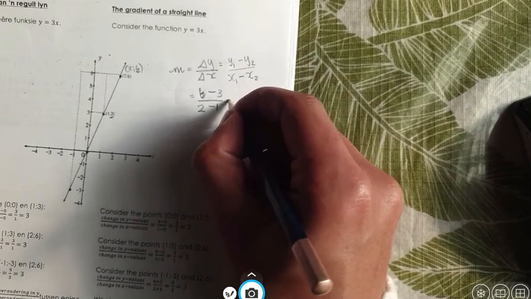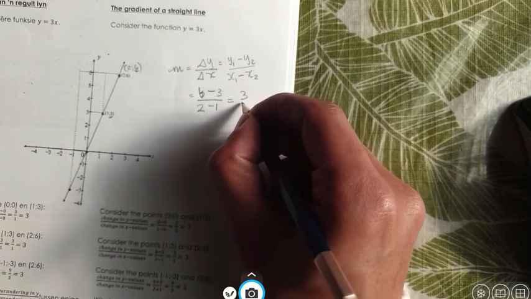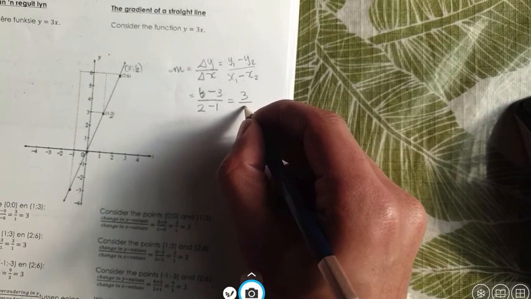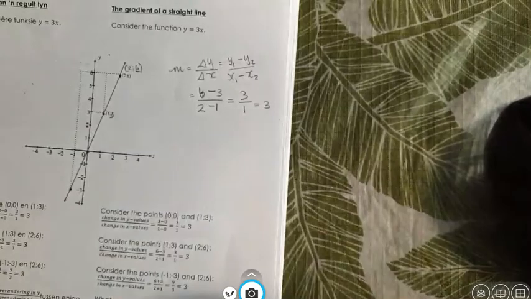And now I simplify. 6 minus 3 is equal to 3. And then 2 minus 1 is equal to 1. So I get 3 over 1, and that's equal to 3. All right?